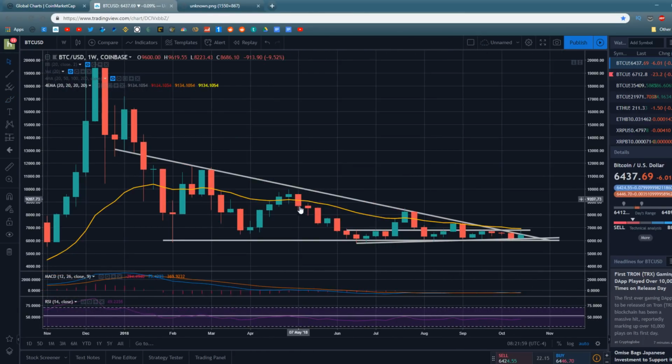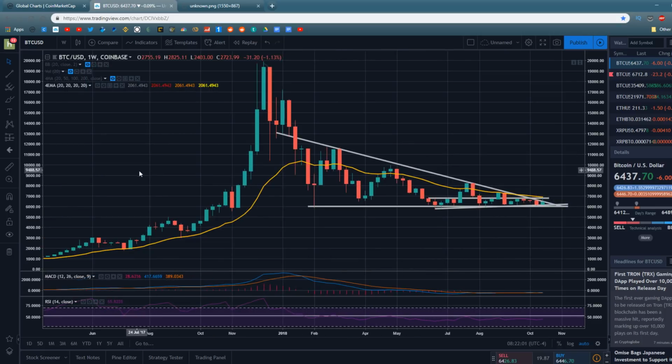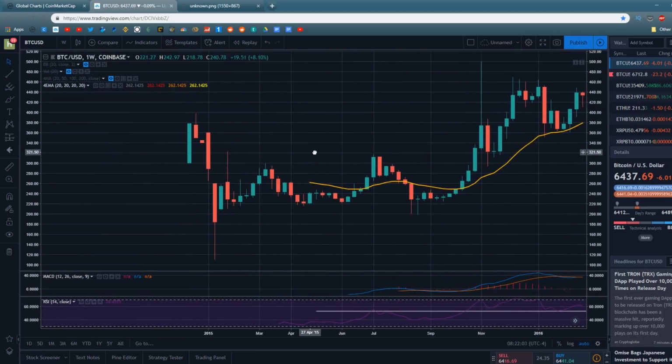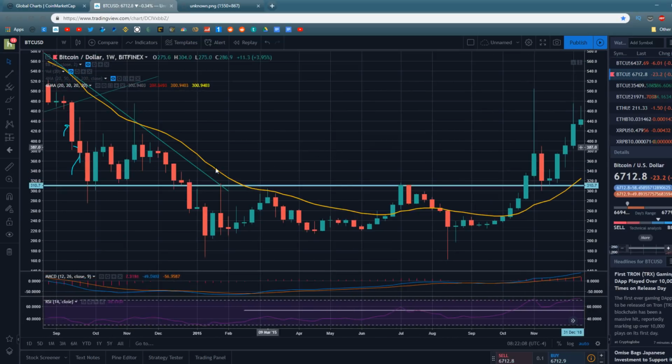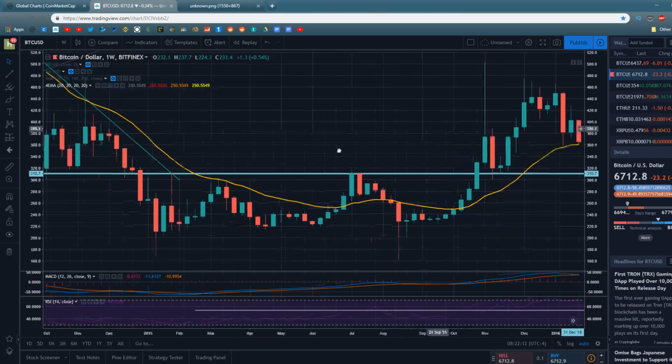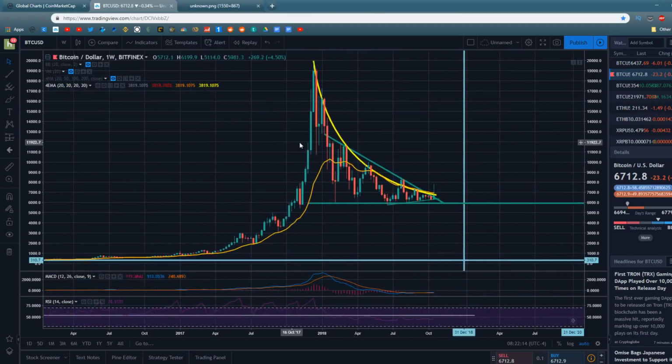We've seen Bitcoin have fake breakouts above this level several times in this bear market, but if you look back at the last bear market, we have to come back to the Bitfinex chart. If we come back to the Bitfinex chart, we saw that happen once back over here before the main bull market started. We saw some false breakouts right here. Guys, like I said, all the technicals are looking very bullish.